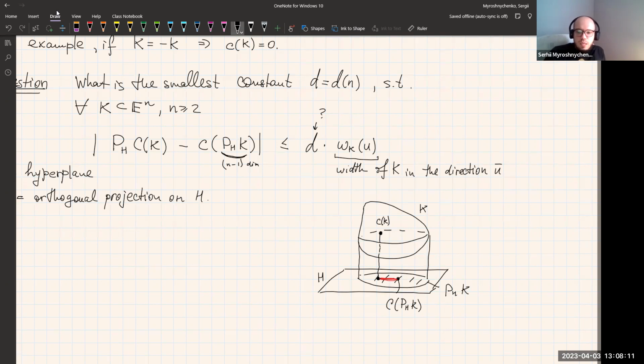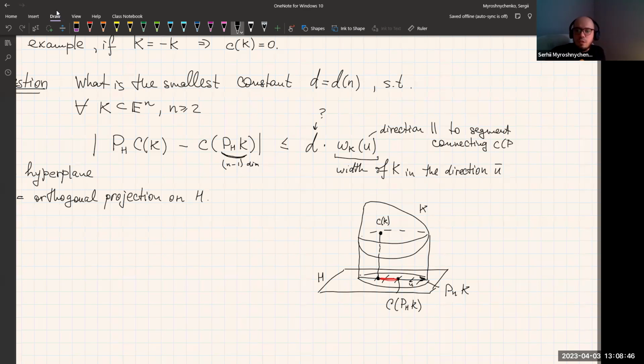So what we're doing, we're connecting those 2 guys by a line, right? And we're considering the width of our convex body in the direction of U. So what is U right now? U would be pointing along this line, right? So again, U would be the direction parallel to the segment connecting C of PHK and PH of CK. Well, PH of CK, I should say.